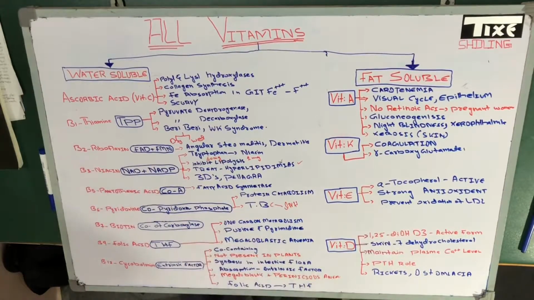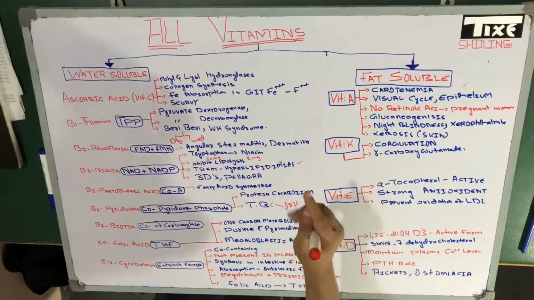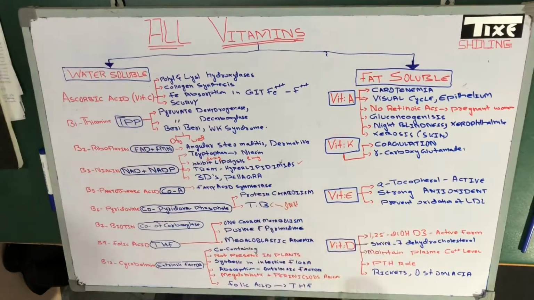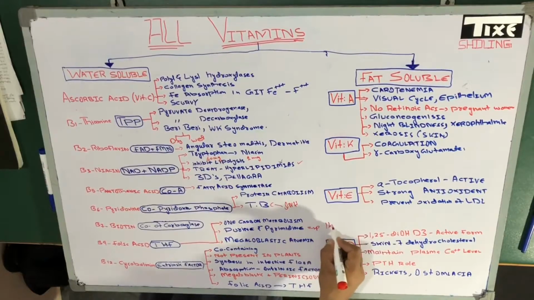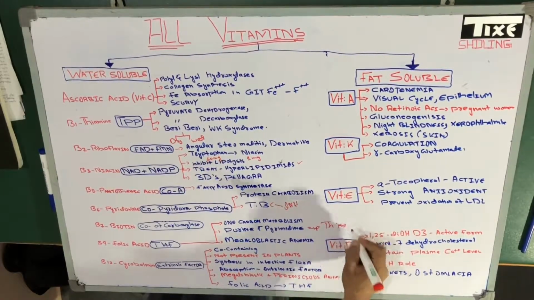And I have described here purines and pyrimidines. So what does that mean? That means that tetrahydrofolate is essential for biosynthesis of purine and pyrimidine bases. Especially, there's one thing I haven't written, that especially thiamine. You have to remember this, especially thiamine.